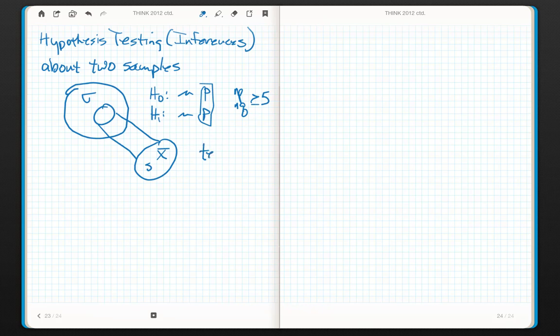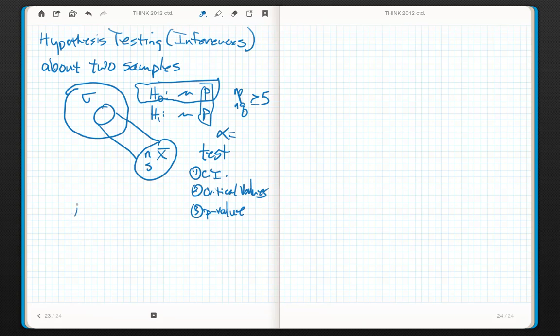We had a test of some sort, and then we either used confidence intervals, critical values, and p-values to determine whether or not, remember, wait, I've got a little ahead of myself. Remember, we always established an alpha. We also had an n, right? There was always an n here. And then we used all sorts of techniques to figure out whether or not it was feasible to reject the null hypothesis. Okay?